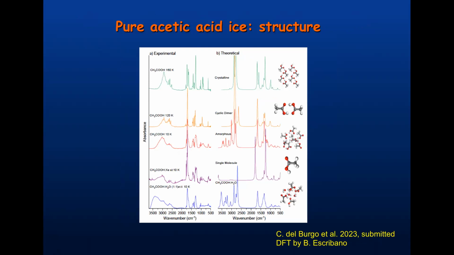On the left column, you see the ice spectra of, in this case, acetic acid. And on the right, you see the simulated spectra using density functional theory, which is very useful because it allows us to understand the assignment of the different bands that we measure, and even relate them to the ice structure, whether the ice is crystalline or amorphous, for instance.